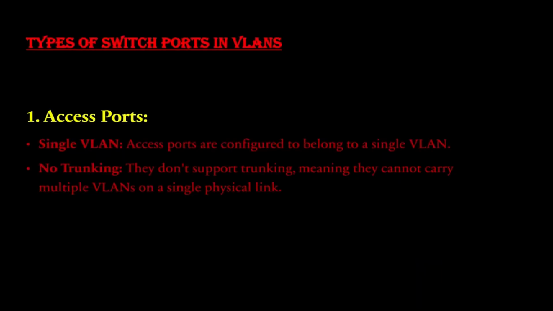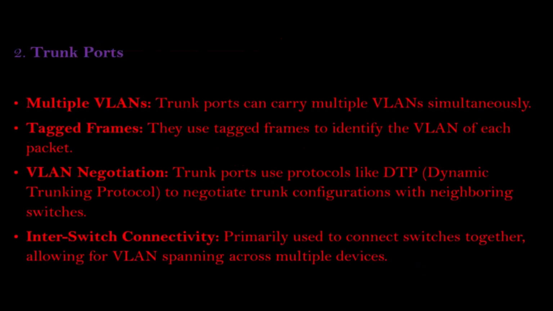Types of switch ports. Access ports: single VLAN. Access ports are configured to belong to a single VLAN. No trunking. They don't support trunking, meaning they cannot carry multiple VLANs on a single physical link. Trunk ports: multiple VLANs. Trunk ports can carry multiple VLANs simultaneously. Tagged frames. They use tagged frames to identify the VLAN of each packet. VLAN negotiation. Trunk ports use protocols like DTP, Dynamic Trunking Protocol, to negotiate trunk configurations with neighboring switches.